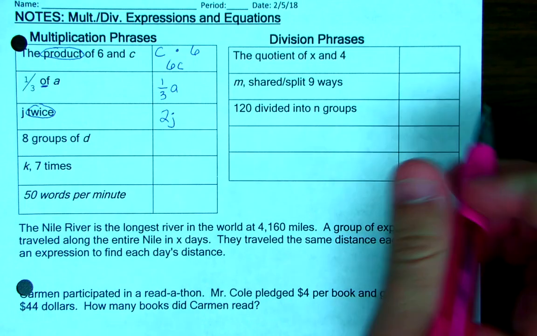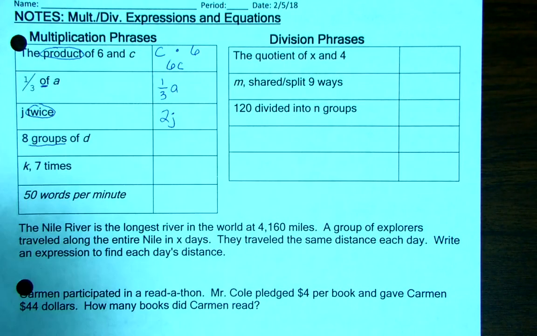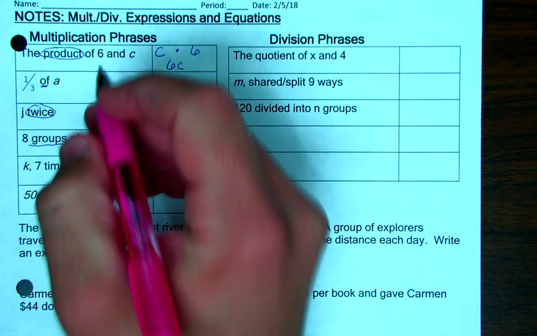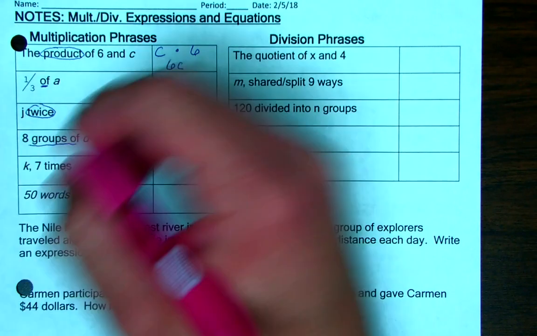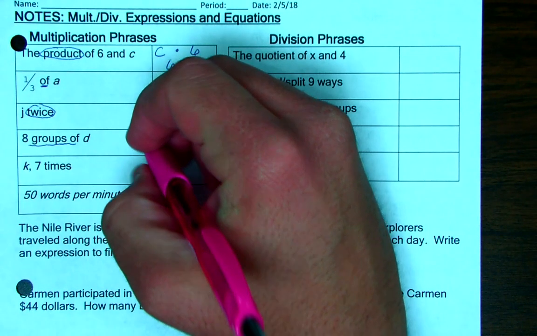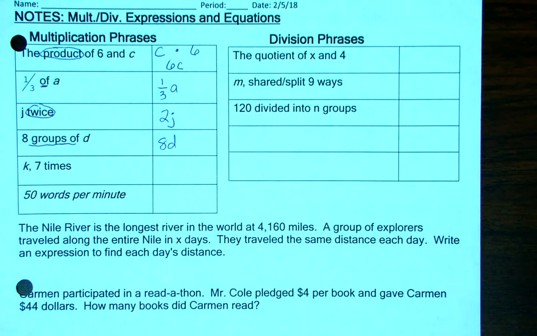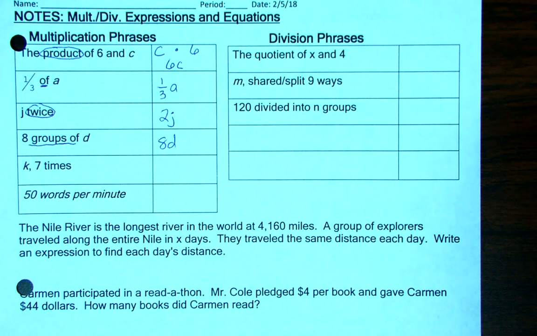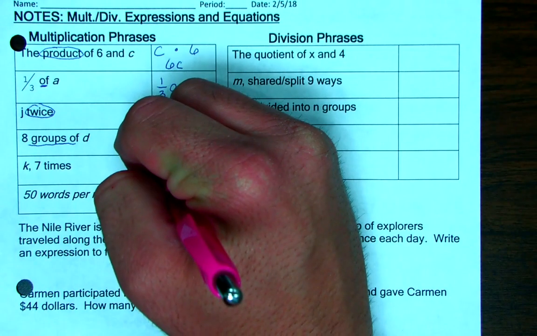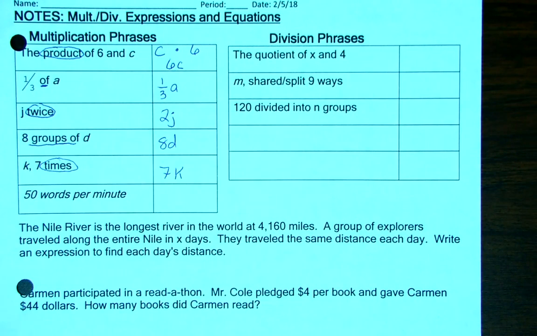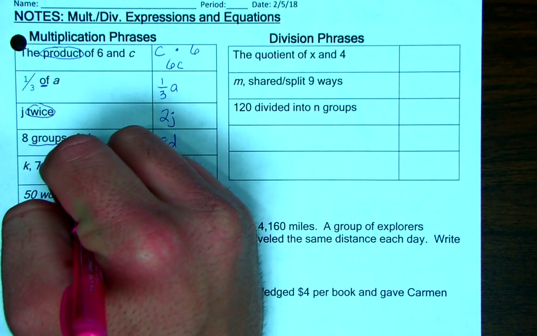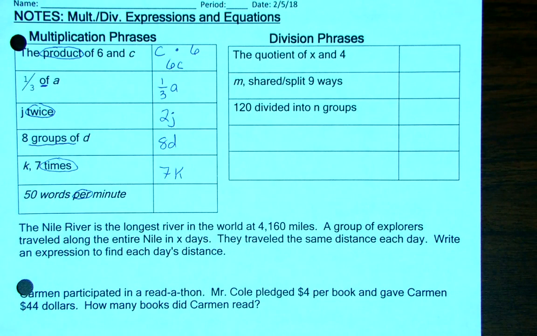8 groups of D. Groups of. Keywords, groups of. So once again, take your number, connect it to your variable. That is what it's going to look like when you are multiplying. K 7 times. So you take your 7 and you're showing you're multiplying it by K. So your keyword here is just times. And the last one says 50 words per. The word per means to multiply.